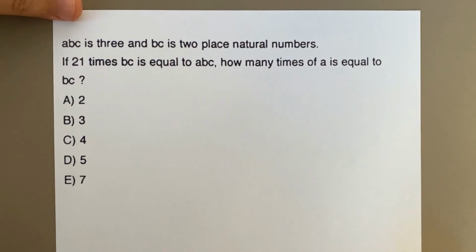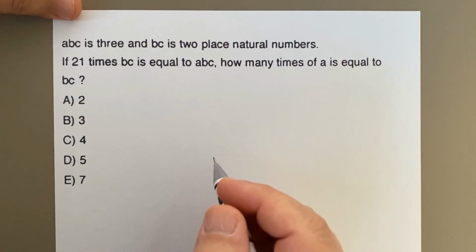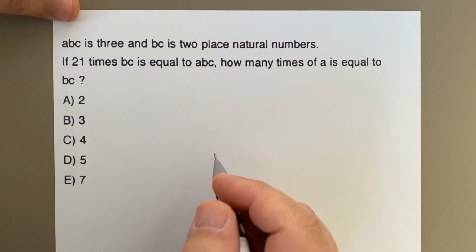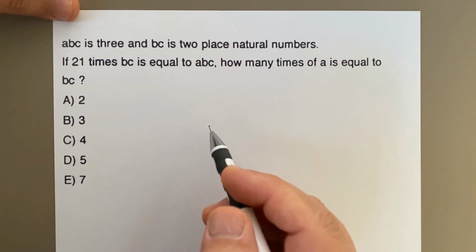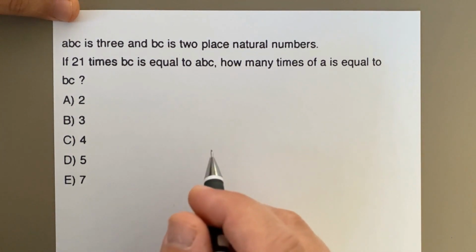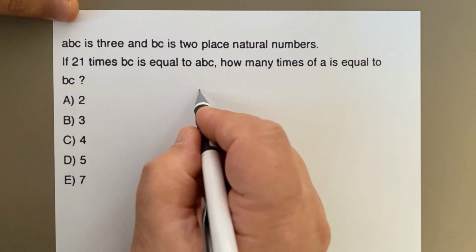In this question, I'm going to give you some really nice information. First read the question. ABC is a 3-digit number and BC is a 2-digit number. If the number ABC is 21 times the number BC, how many times is BC the number A? Now, first I want to show you this.